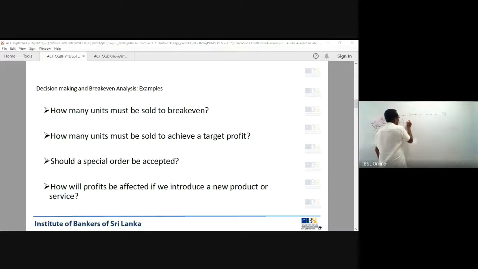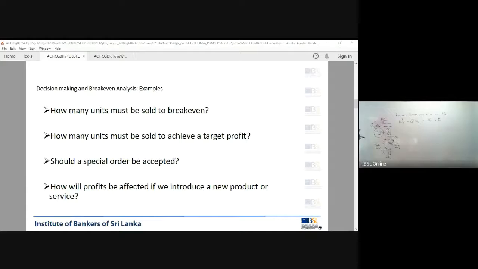What is variable cost? Quantity you sold into variable cost per unit, right? Then we have fixed cost, which is fixed. It is not related to the quantity. Then you have your profit, which is not related to your quantity.